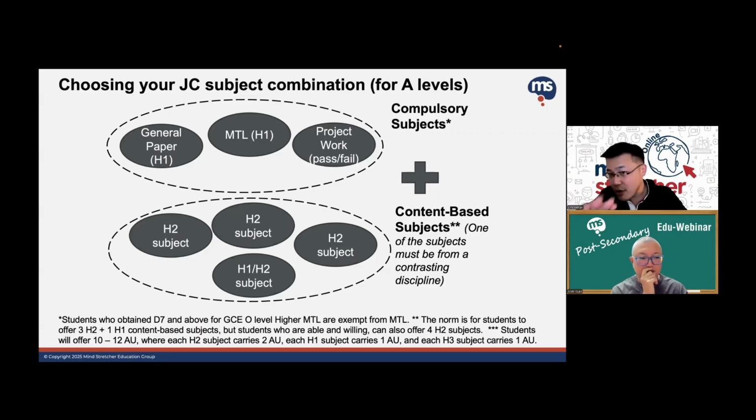Okay, so that's for the compulsory part. Then now there's a content-based part. So content-based part is actually, if you look at it here, generally, so students what they do is they'll take 4 subjects. 3 H2 and 1 H1. So in case you're wondering what's H2 and H1, H2, H1, and H3, right? There are 3 different difficulty levels. H1 is the lowest difficulty, H2 is in between, and H3 is the highest.